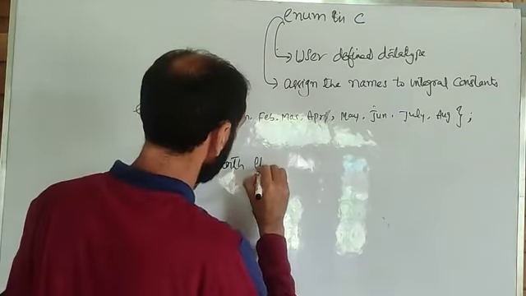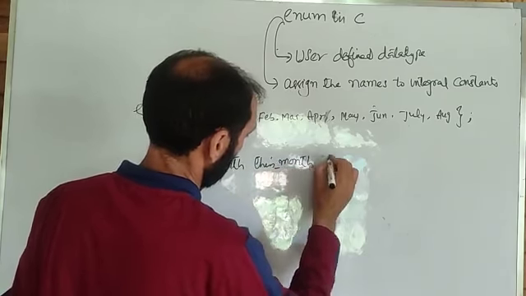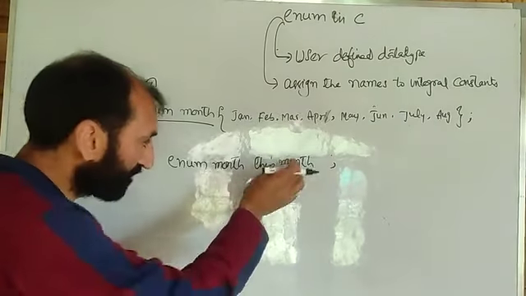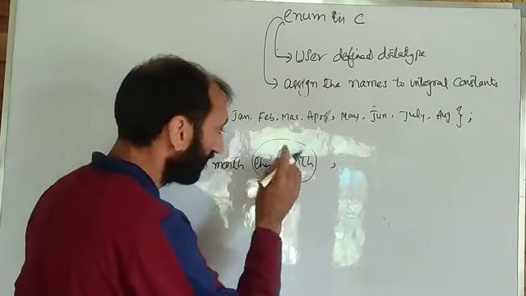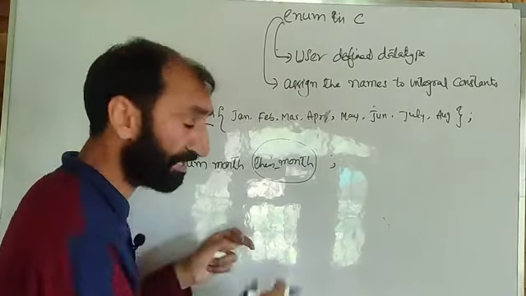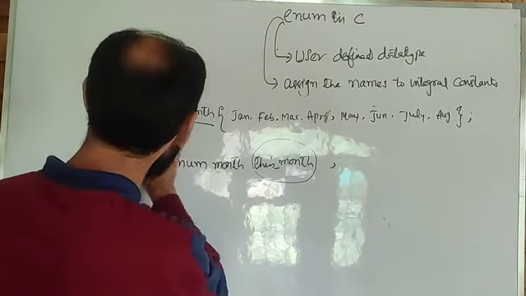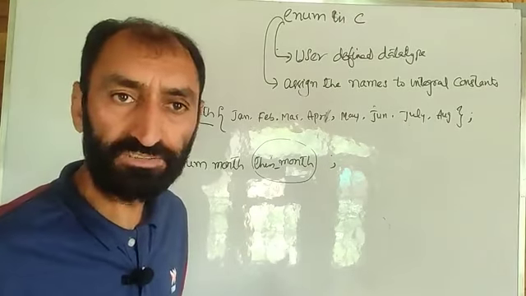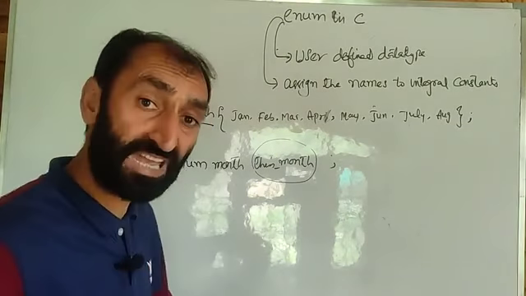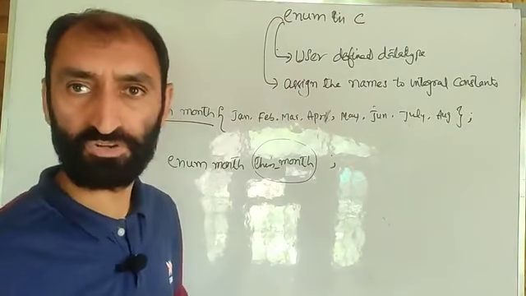Here I will write, for example, the variable I am going to use, this month, and that is it. This month is the name of the variable of type enum. So this month is a user-defined variable. Enum month is the user-defined data type, which is used to assign names to integral constants.